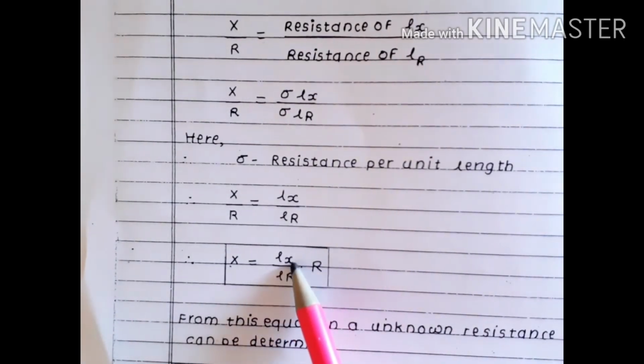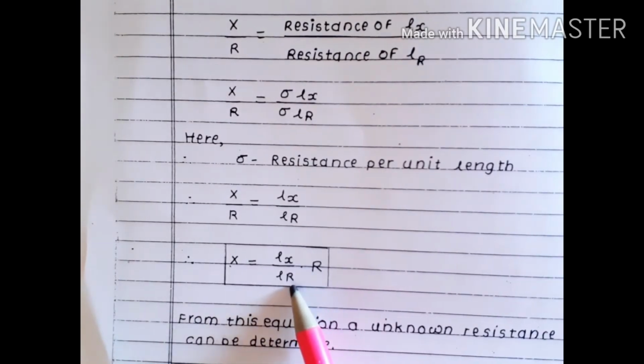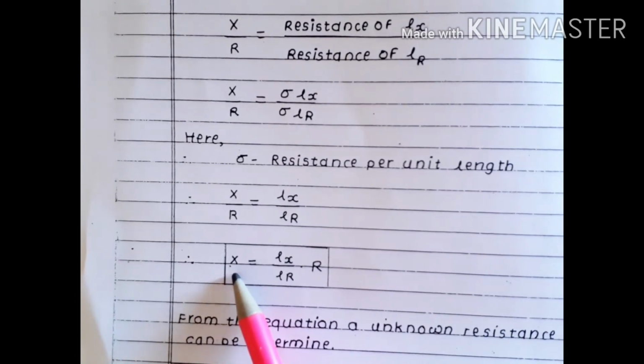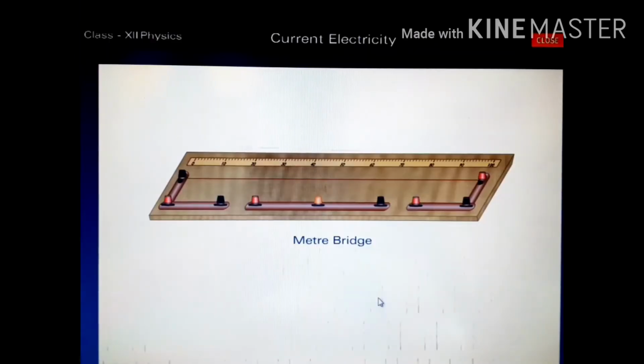By measuring Lx and Lr, and knowing the value of resistance taken out from the resistance box, we are able to determine the value of the unknown resistance from this equation.